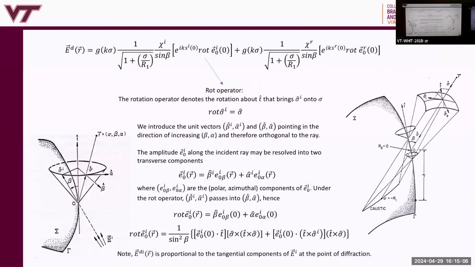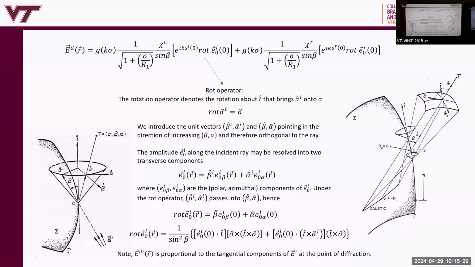Theta I, or beta I, is the angle between the incident k vector and the tangent, right? So what do we know? What is beta equal to? Is this beta I also equal to beta by the law of edge diffraction? We know that.